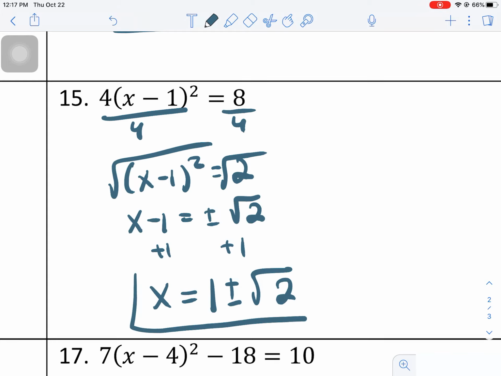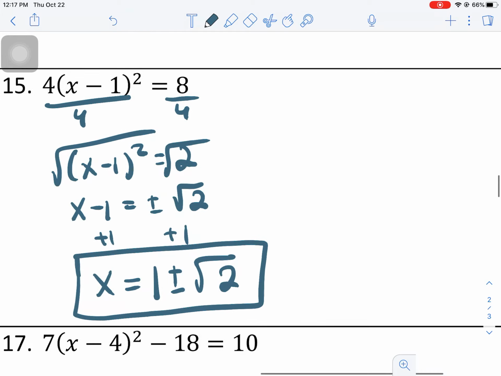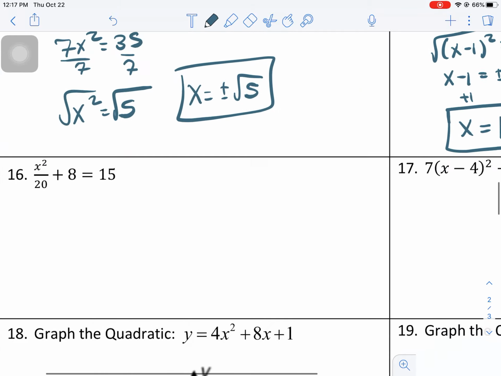And this is a perfectly acceptable answer. We don't need to switch it out. But we do need to realize that 1 plus or minus radical 2 is really 1 plus radical 2 and 1 minus radical 2. So if you don't realize that, I would split those up and write them out like that.